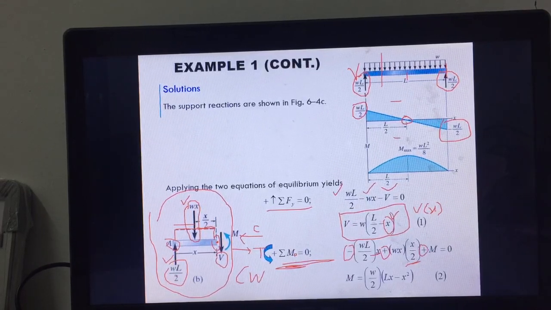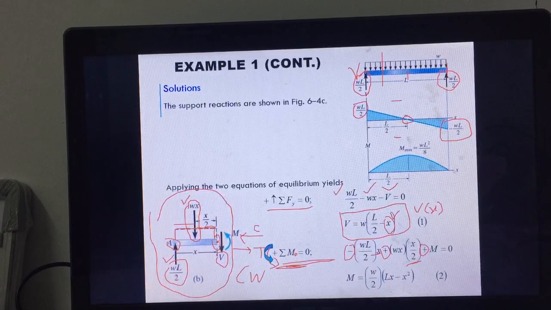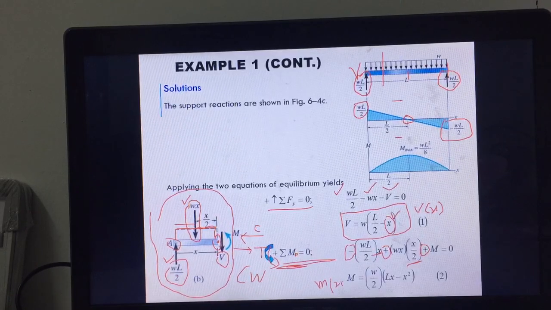So check this sign, positive, negative sign. It should be consistent, because here you assume the positive moment to be in counterclockwise rotation, right? So if you rearrange this, then basically you have M equals to W over 2 times (Lx minus x squared). Alright? So this is your bending moment function.